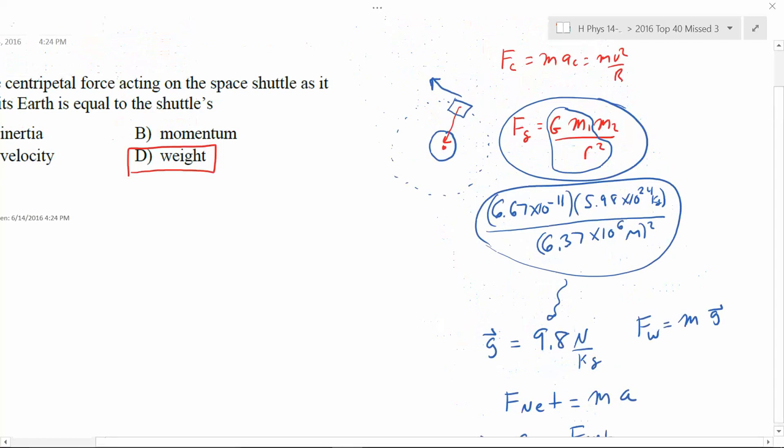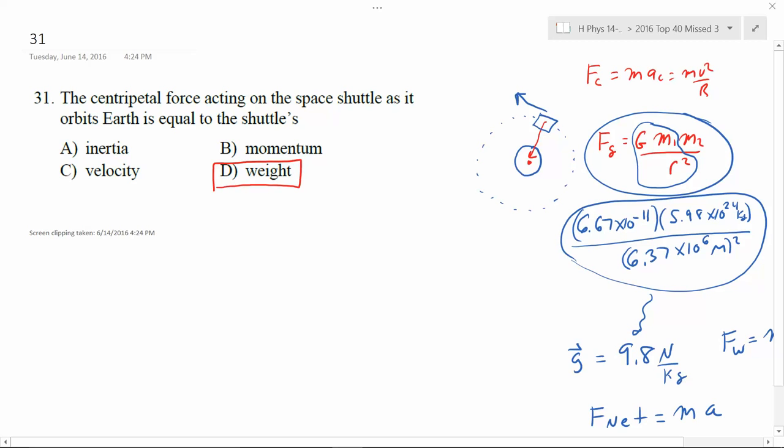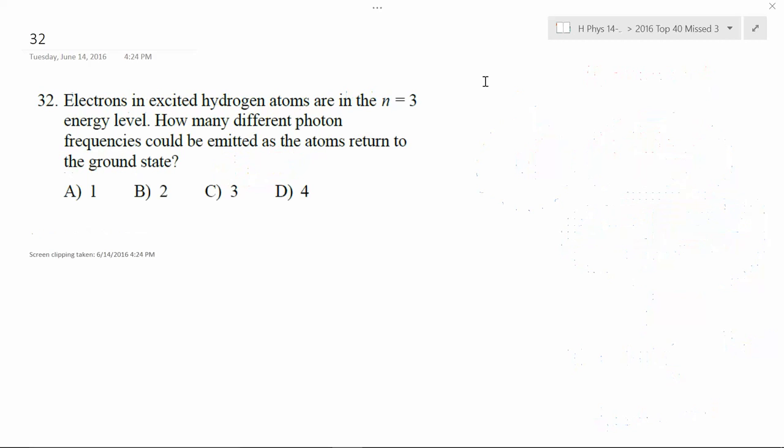But that's going off the rails here. You just had to recognize that the force that's actually making it go around the center is the weight force, the Earth pulling on it. But it's my video. I can go off on whatever tangent I feel like, just like in class. And actually, if we could turn off the gravitational force between the Earth and the satellite or the space shuttle, it would go off on a tangent as well. 32.